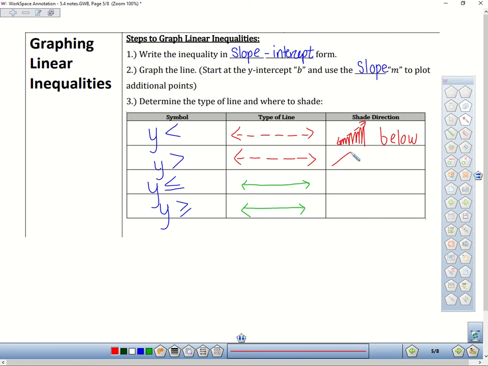Now on the next one, we have our little dashed line, which that wasn't even a dashed line. I don't know what I was doing there. Our little dashed line. And on this one, instead of shading below, we're going to shade what? Above.